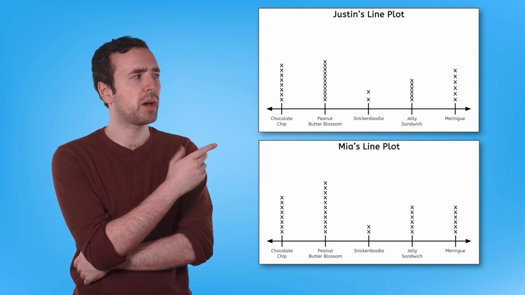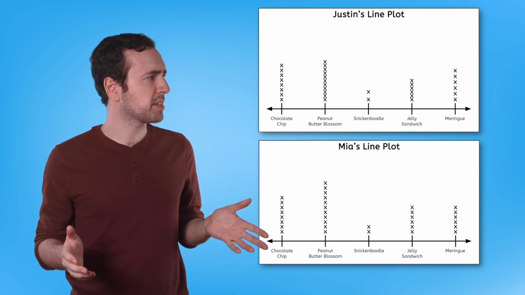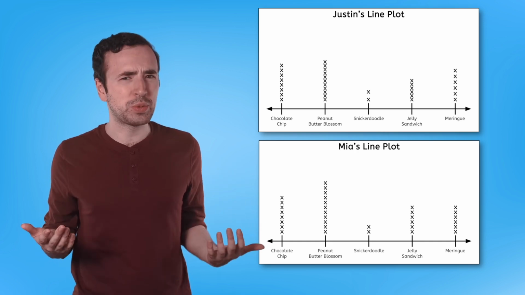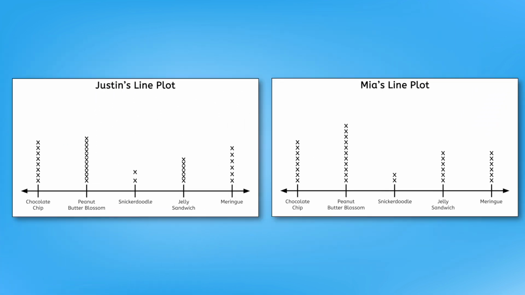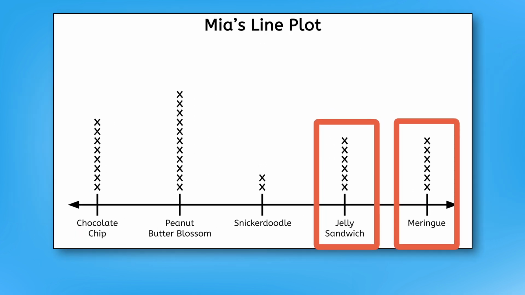Mia's line plot and my line plot don't look the same. I have the right number of X's by each cookie type, so what did we do differently? Remember, we've sold 6 jelly sandwich cookies and 6 meringues. That means the line plot should look the same for those items, like the way Mia made hers.